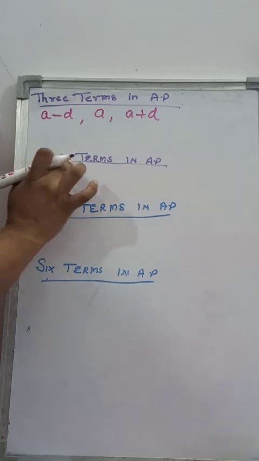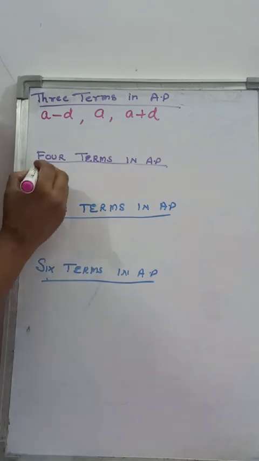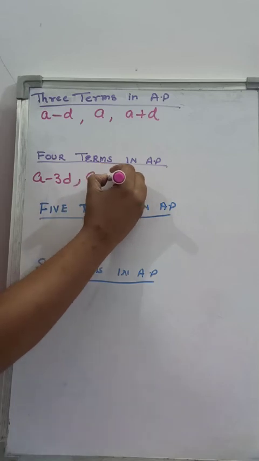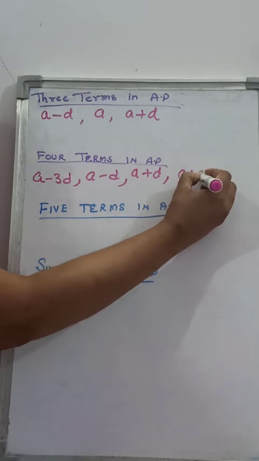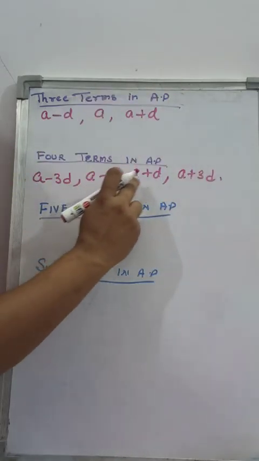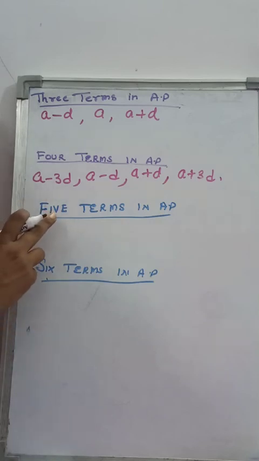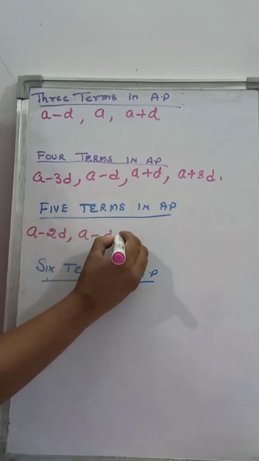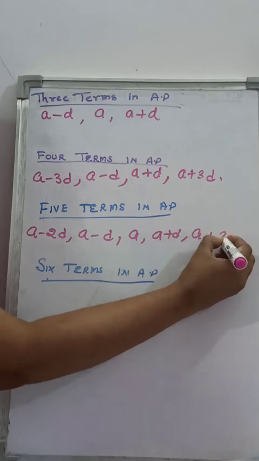If the question is saying four terms in AP, then how will you take? First will be A minus 3D, comma, A minus D, then A plus D, comma, A plus 3D. So this is the way you will take the four terms. If the question is saying you have to take five terms in AP, then how will you take? A minus 2D, comma, A minus D, comma, A, A plus D, A plus 2D.